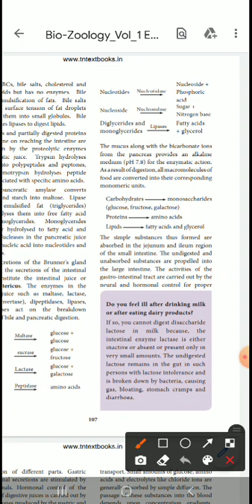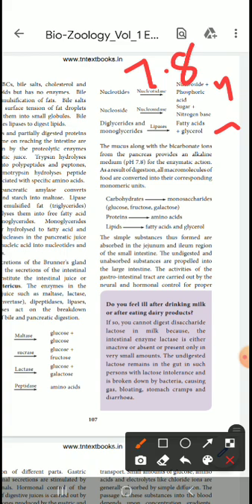Okay, next, nucleotides. Nucleotides in the presence of nucleotidase form nucleoside plus phosphoric acid. And nucleoside gives sugar plus nitrogen base. Diglycerides and monoglycerides in the presence of lipases form fatty acid and glycerol. The mucus along with the bicarbonate ions from the pancreas provide an alkaline medium. So the point is the pH is 7.8.